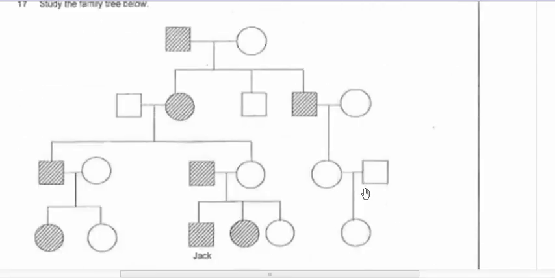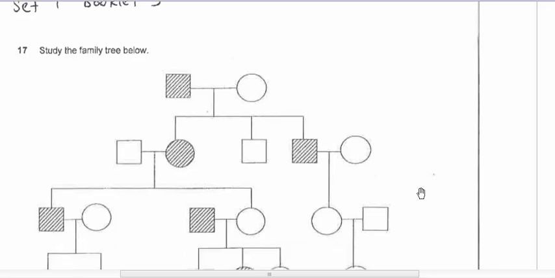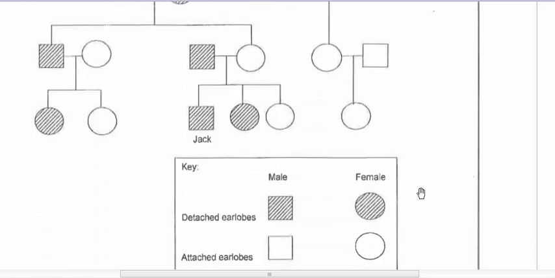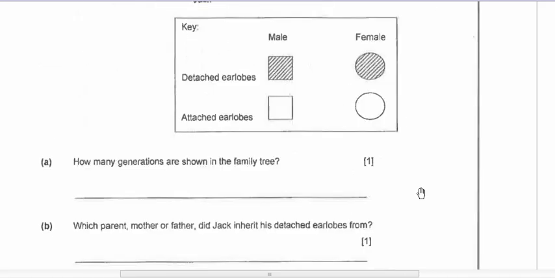Now let's look at question 17. Study the family tree below. Basically they ask part A, how many generations are shown in the family tree? Okay, so I want the word generations.